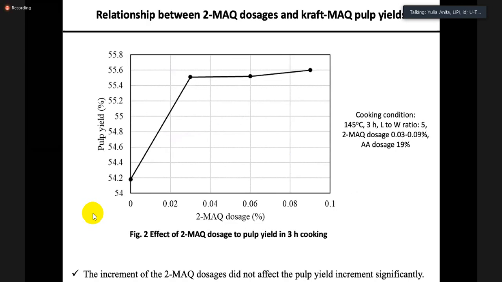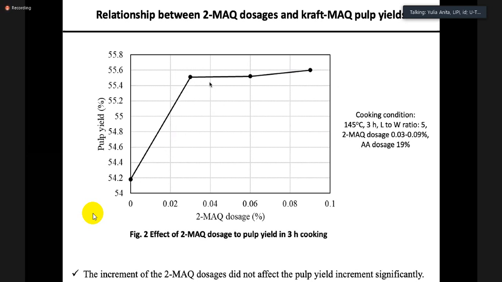Before we conduct the MAQ dosage, firstly, the effect of 2-MAQ addition in kraft cooking was studied. The relationship between 2-MAQ dosage and unbleached kraft pulp yield is shown. A 0.03% dosage of 2-MAQ could increase the pulp yield compared to no additive. The increased pulp yield is more than 1%.